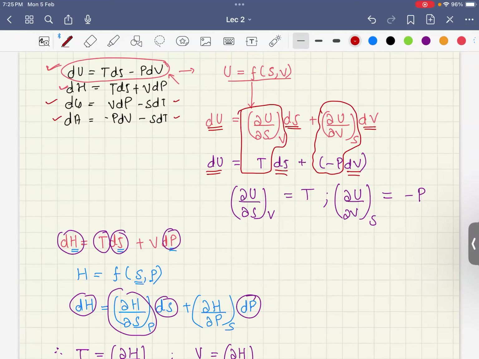dG is a function of P and T. So dG is equal to ∂G/∂P at constant T into dP, plus ∂G/∂T at constant P into dT.